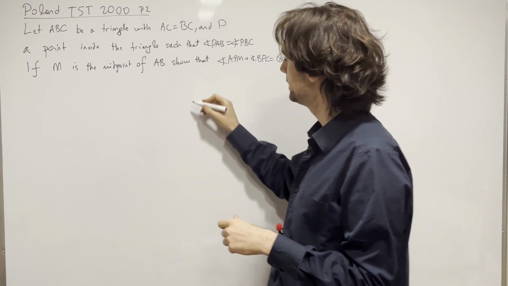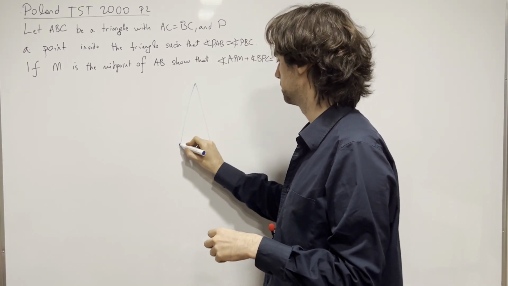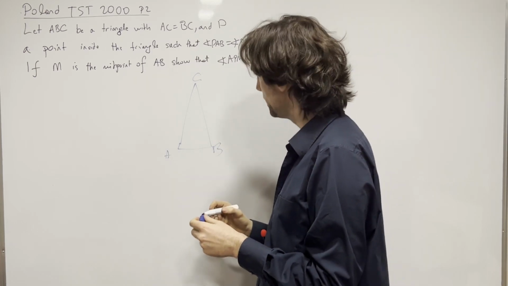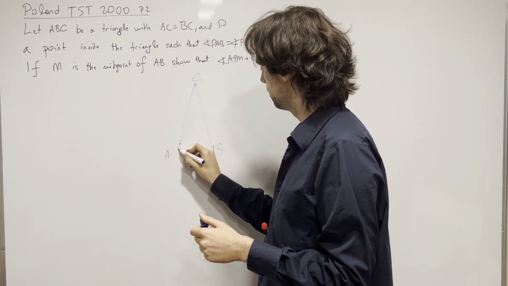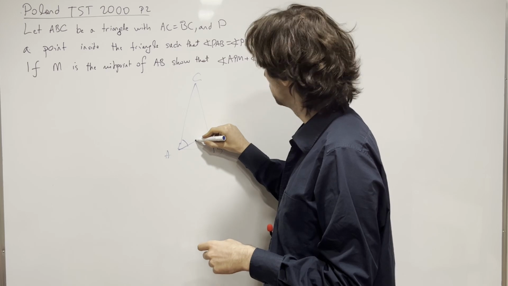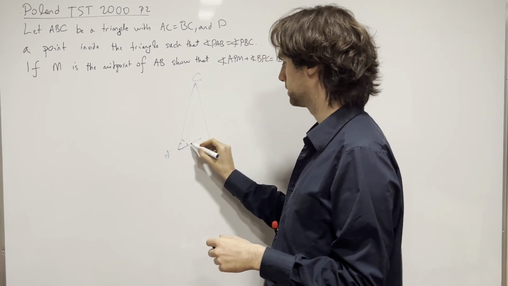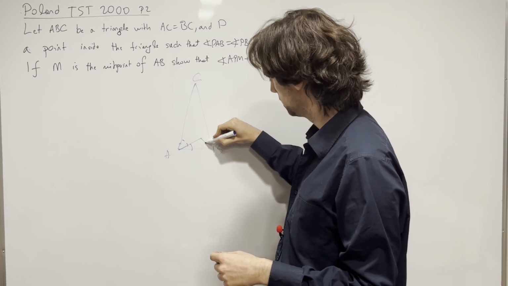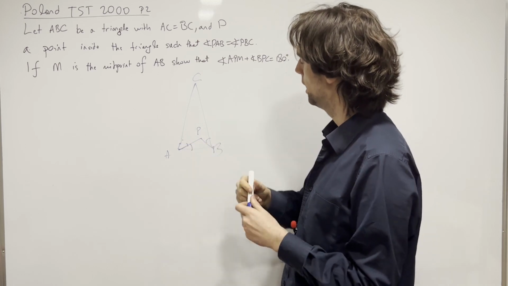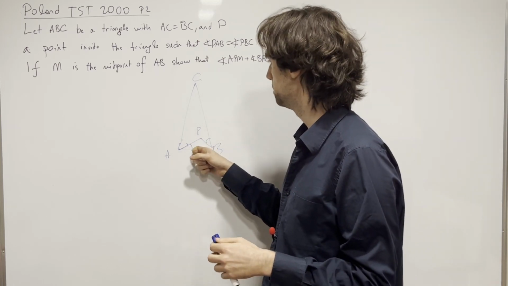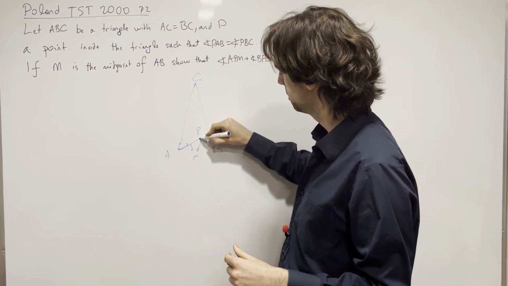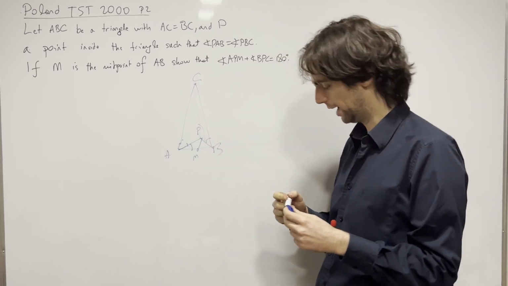We have a triangle with AC equal to BC. Okay, so we have some triangle here, C, A, B. And what do we have? We have a P inside such that angle PAB is equal to angle PBC. So P is in here. And M is the midpoint of AB. We need to show that angle APM plus this one is equal to 180.